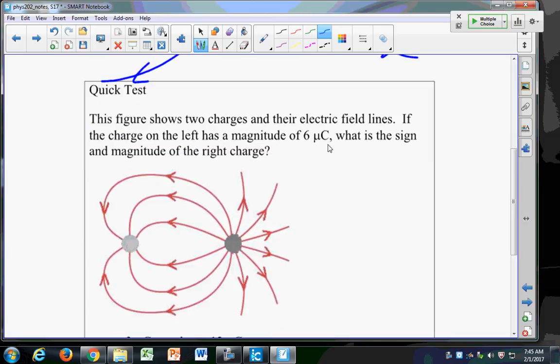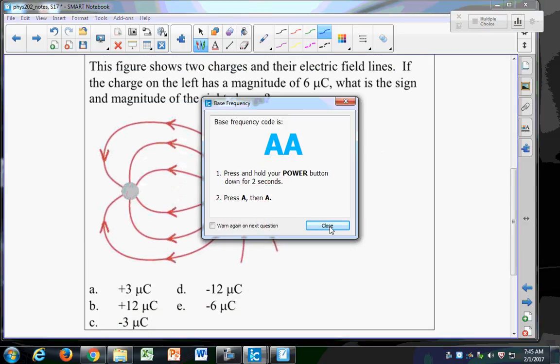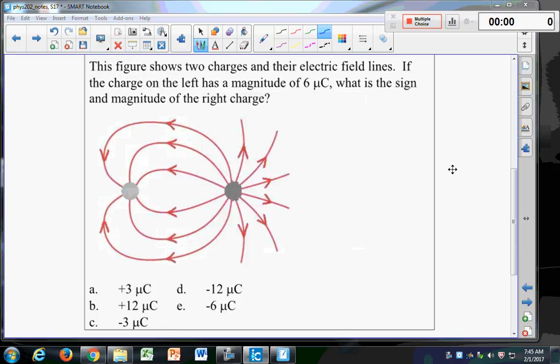All right, let's look at this. If the charge on the left, that's this one, has a magnitude of 6 microcoulombs, what's the magnitude and the sign of the right charge?